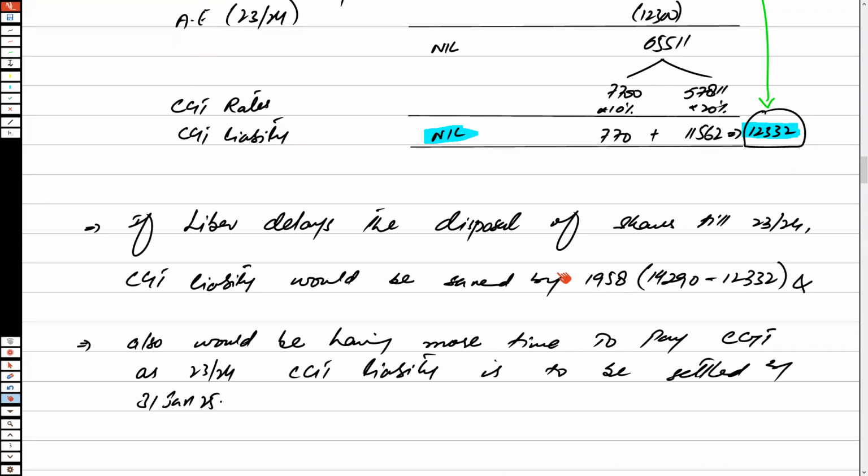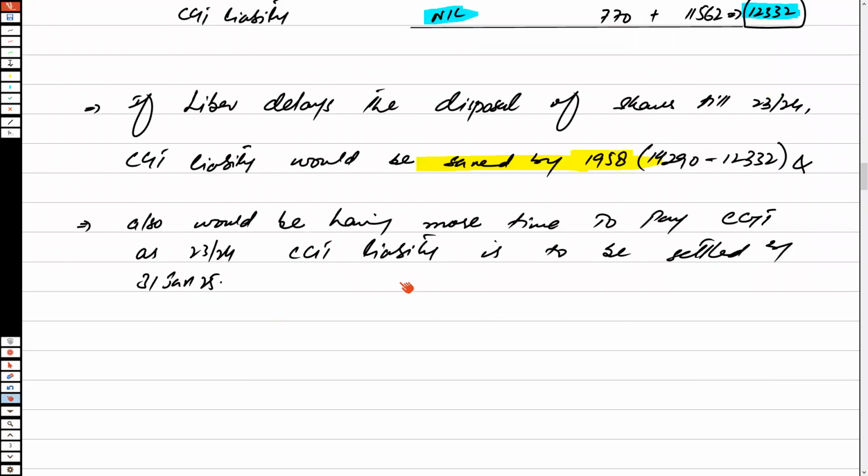Apart from the tax saving of 1958, there is also the person having more time to settle the tax liability and can pay capital gain taxes till 31st Jan 25. Are you guys okay with that?